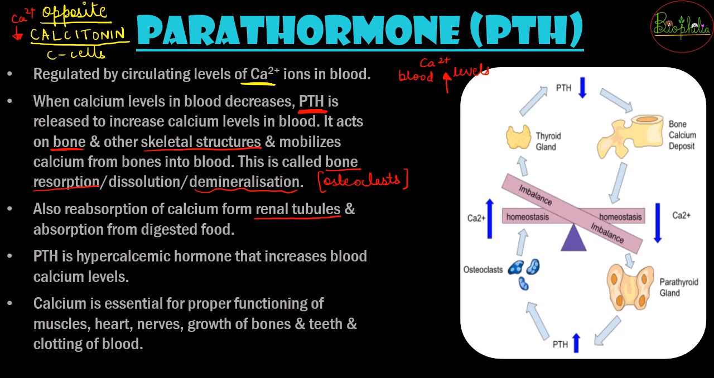Even parathormone is called as a hypercalcemic hormone because why hypercalcemic? Hyper means ज़्यादा और calcemic is regarding the calcium ions. So calcium ions को blood में बढ़ाने वाला है, so it is also called as a hypercalcemic hormone.